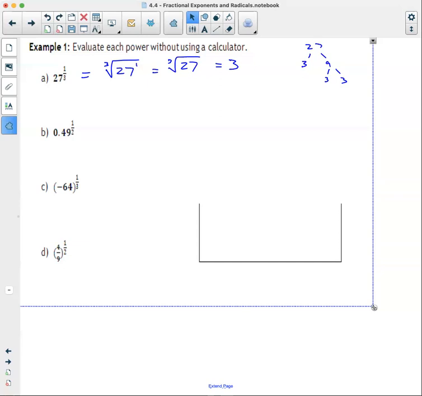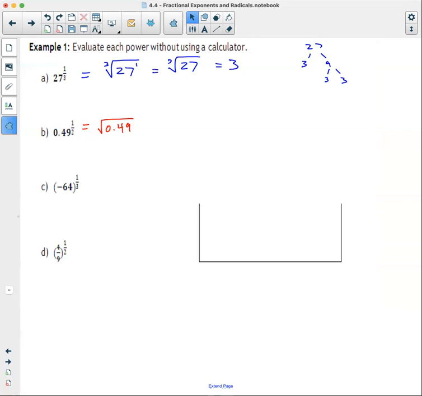Awesome. Okay, so for our next one, we have 0.49 to the exponent 1/2. Let's rewrite this as a radical first. The denominator is 2, so we're taking the square root of 0.49. We're taking the square root of a decimal here. Remember, anytime we're taking the square root of a decimal, we should rewrite it as a fraction. So 0.49 is 49 hundredths. That equals the square root of 49 divided by the square root of 100.